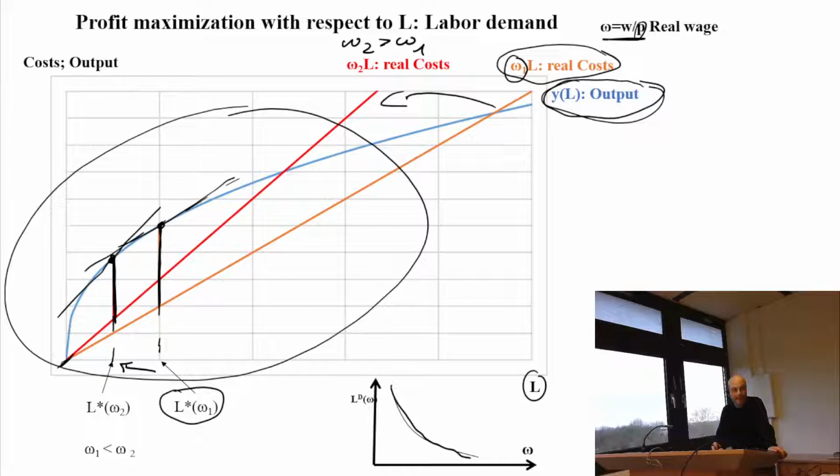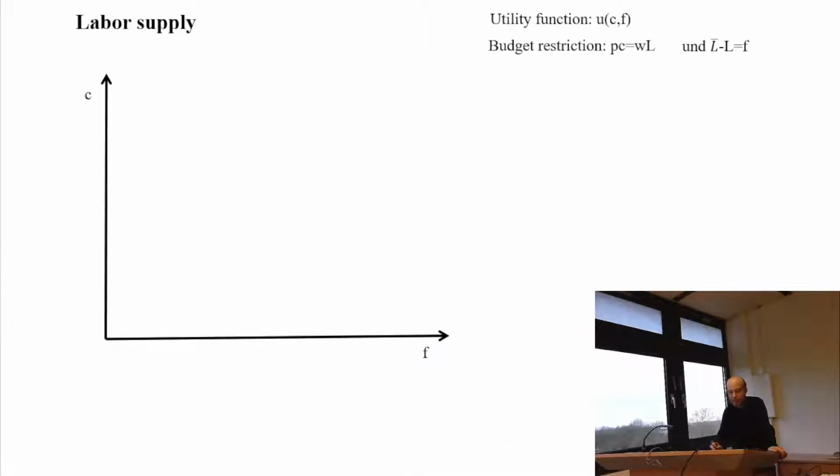Okay, when we have labor demand, of course, we also need labor supply. Well, who are the suppliers of labor? This is you. You are the suppliers of labor. In 1, 2, or 3 years, I don't know, maybe you also want to make a master, then in 4 years, then you are going to the labor market and you then supply your time to work.